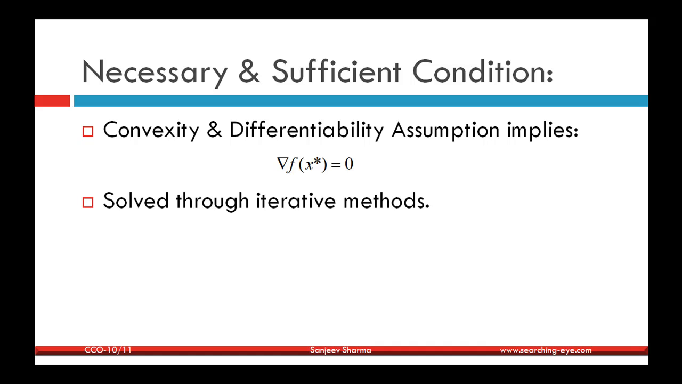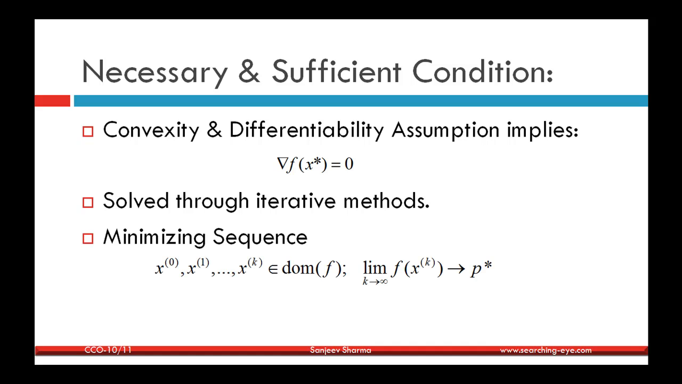In general, this kind of problem is solved through iterative algorithms, though we can also find an analytical solution to certain problems. Say if your problem is half of x transpose P x plus q transpose x plus c, then we just differentiate the function with respect to x and equate it to 0, and it will give us an analytical solution. But in general, the problems are not so easy, and therefore we need iterative algorithms to solve such problems.